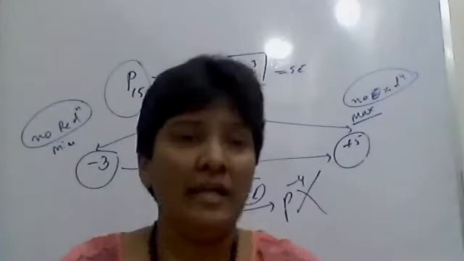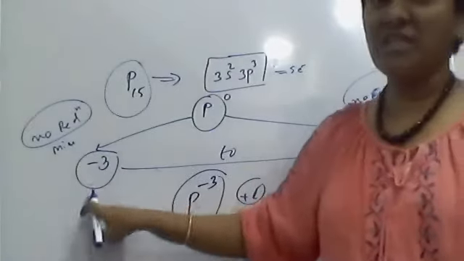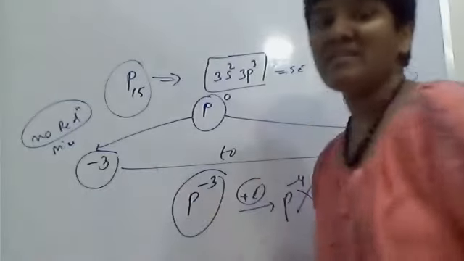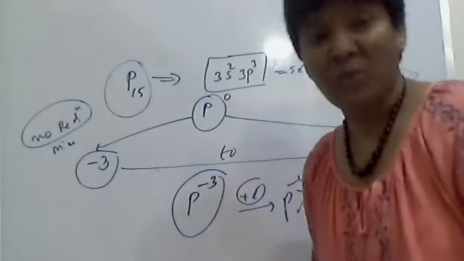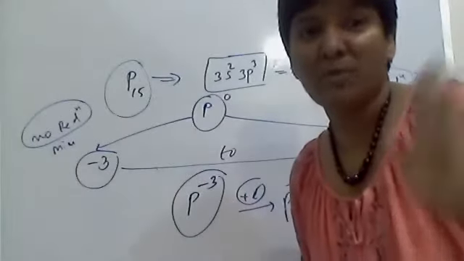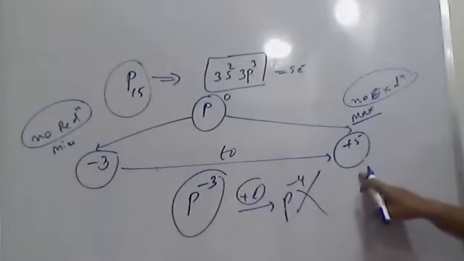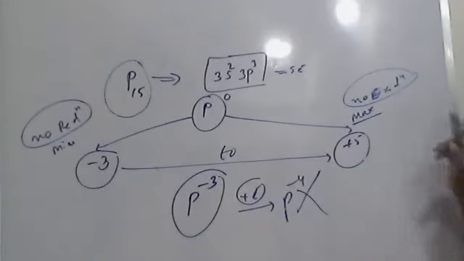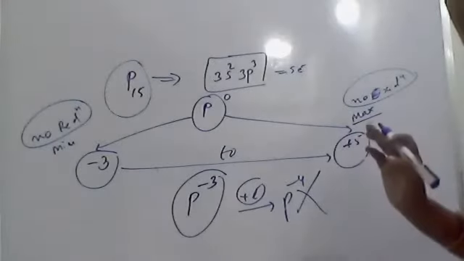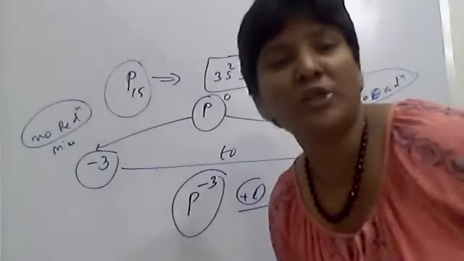Here the P -3 would have to undergo oxidation and reduction. We know that P -3 does not undergo reduction, only oxidation, so P -3 never shows disproportionation. Then P +5 undergoes reduction but not oxidation, so this P +5 does not show disproportionation. Remember, this is a type of bit you are going to get.